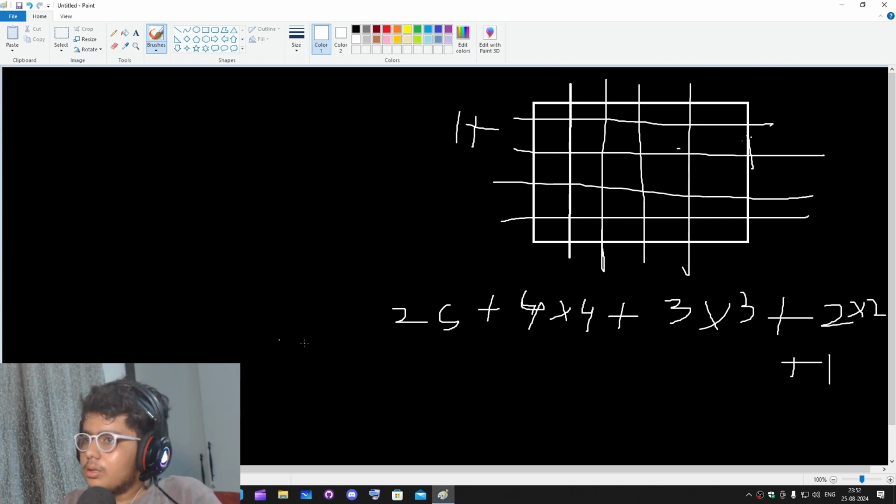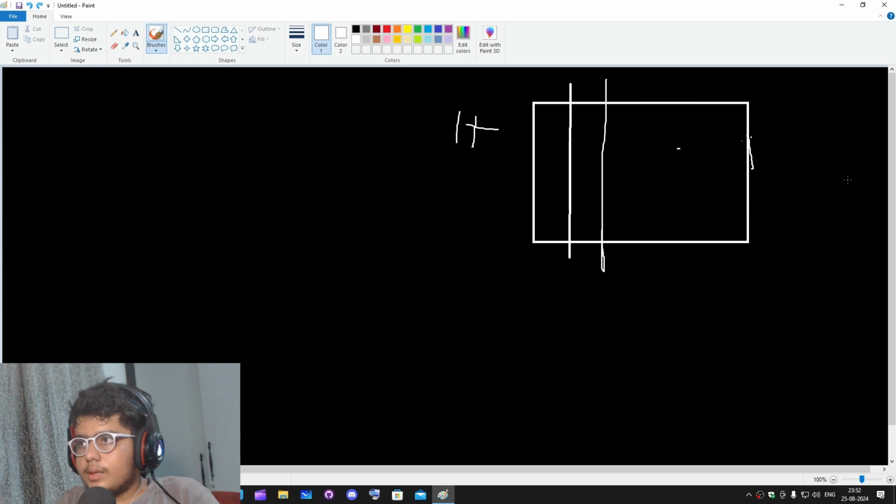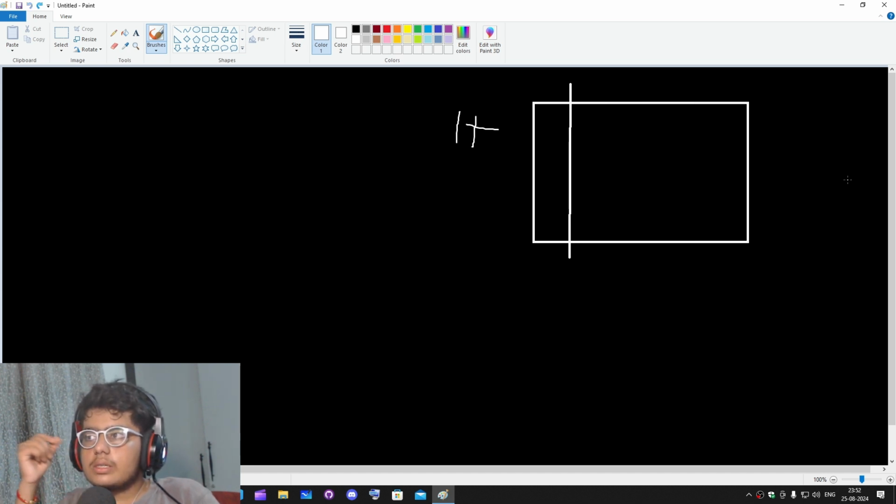So till now I got this formula: if you are solving how many squares we get in this type of figure, this is the formula for that. I don't think anyone will discuss in books this type of formula, like calculating the number of boxes.